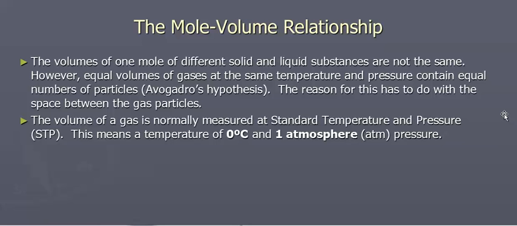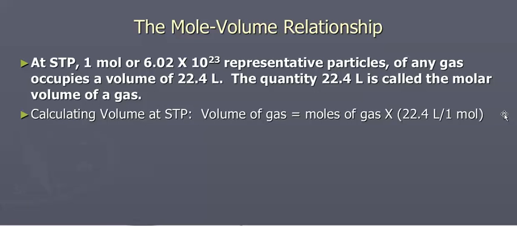The mole volume relationship. The mole volume relationship works for gases because equal volumes of gases at the same temperature and pressure contain equal numbers of particles. The mole-volume relationship will not work for liquids or solids. The volume of gas is normally measured at standard temperature and pressure, which is STP. Standard temperature and pressure is 0 degrees Celsius and 1 atmosphere. At STP, 1 mole of any gas occupies 22.4 liters. So that's called the molar volume for the gas.